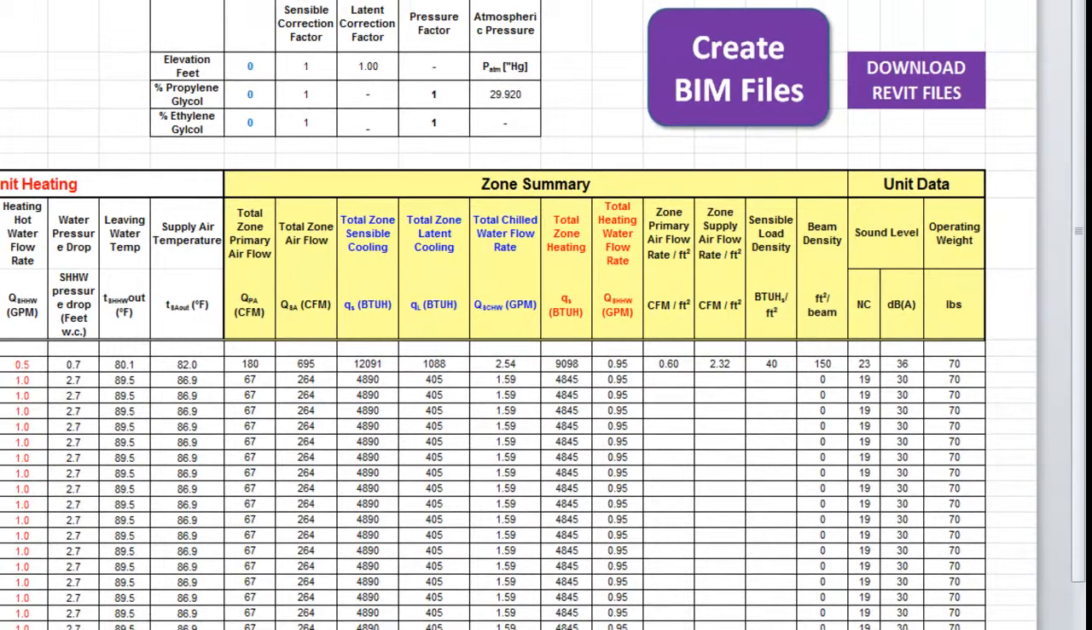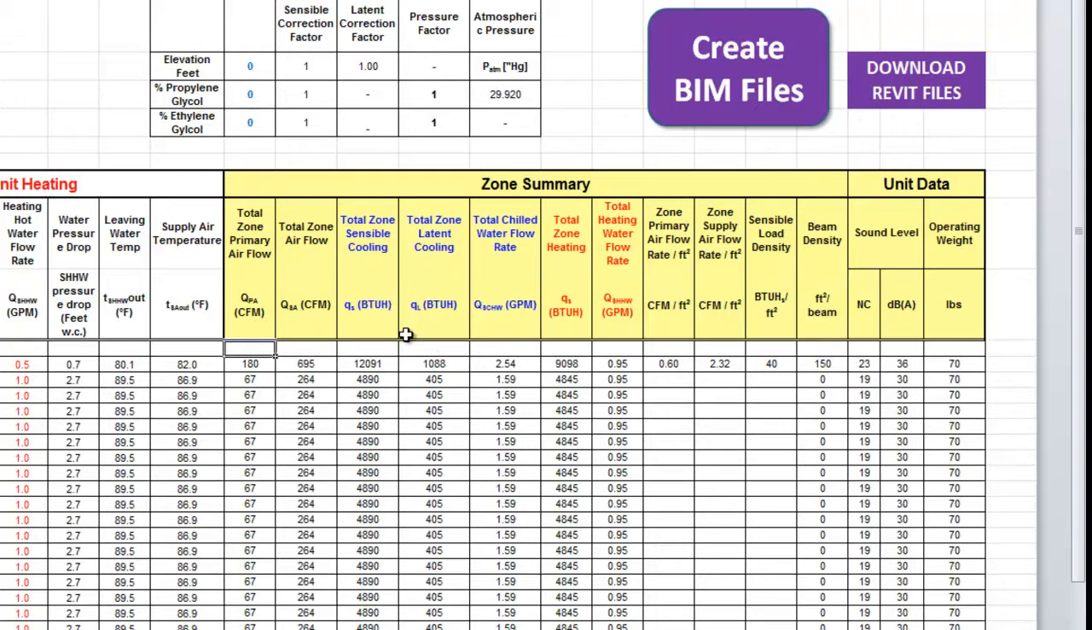The zone summary provides the overall primary air and technical summary for each of the zones, including all of the beams in that zone. So you can see we had 2 beams at 90 CFM for a total primary airflow rate to the zone of 180 CFM.